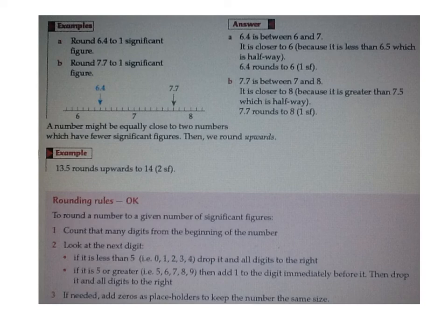Rounding 6.4 to one significant figure. From your experience, certainly in year 8, you'll know that you round down from 6.4, so it becomes 6, and that is one significant figure. Round 7.7 to one significant figure. Again, you'll remember from year 8, certainly year 9, that 7.7 rounds up to 8, one significant place. Read the rules of rounding down at the bottom. It's just revision for you, but it's an interesting read. I'm not going to read it for you. It's there and it is quite clear.